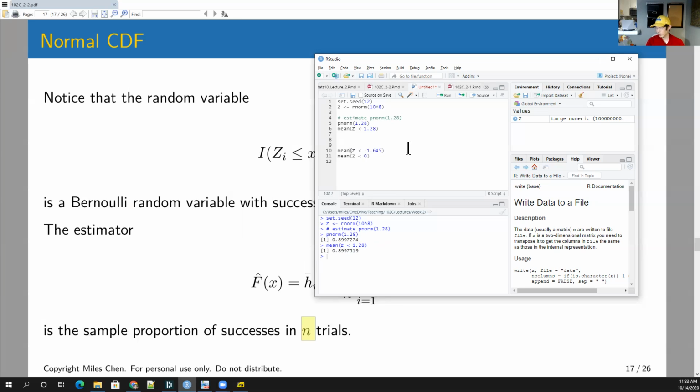Okay, what's our estimate of pnorm of negative 1.645? We get something just under 5%, 0.04998, whereas the true value of pnorm of negative 1.645 is just ever so slightly different: 0.0499891 versus our value 0.04998811. So I would say we're getting pretty good estimates of the true value.